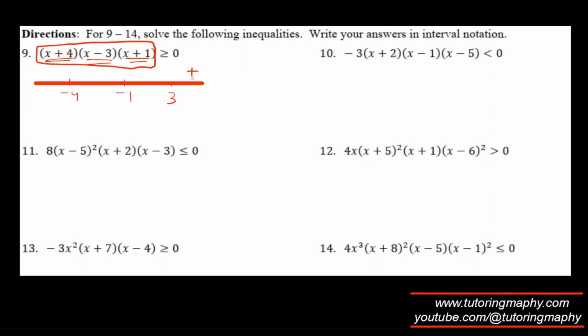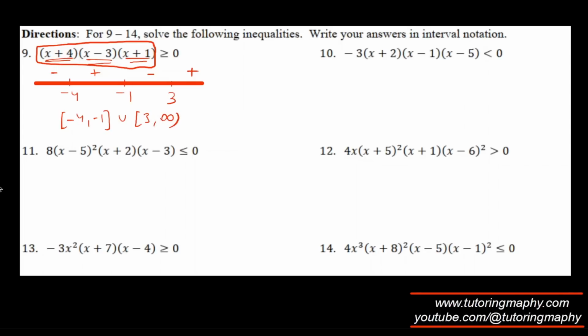And I told you in that particular video, I told you a shortcut that if all the factors have odd powers, in this case, all are powers of 1, so 1 is odd, then just find the most right and then toggle the signs. So plus, minus, no need to test the points in this region. They need greater than equal to 0, so my answer is -4 to -1 because, at these points it is 0 as well. 0 is allowed. Union 3 to infinity, that's my answer, right?